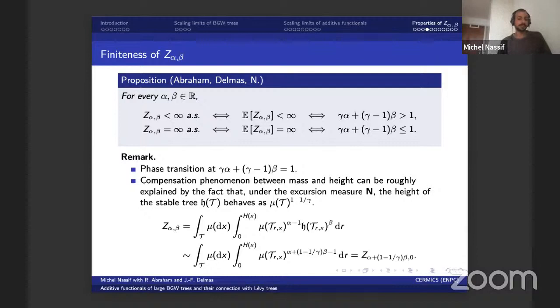Yes, thank you. If I understand you correctly, the measure mu depends on gamma? It depends on the tree, so it depends on gamma in that sense. Okay, thank you. And only on gamma? No, it's a lot more.